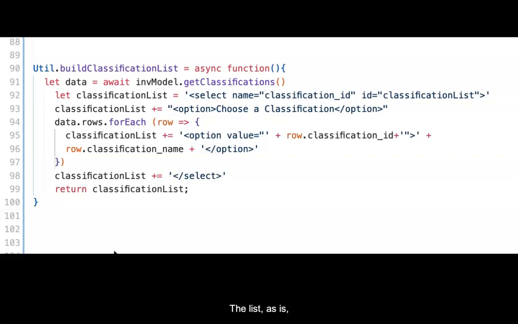The list, as is, uses a JavaScript for each loop to move through each subarray and produce a value for the option and the text value that is viewable within the option. The select element and all options are stored as an ongoing string into a variable, classification list. Once the outer array is finished, the select list closes and the variable holding the entire string is returned.